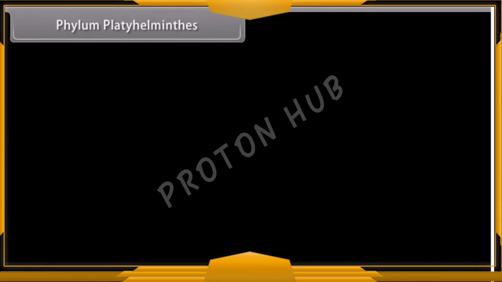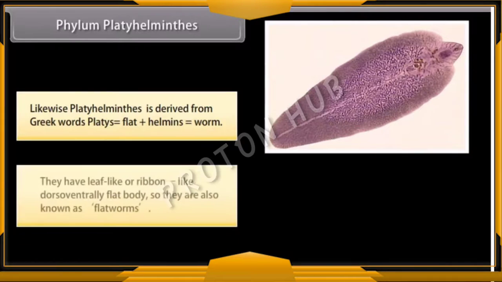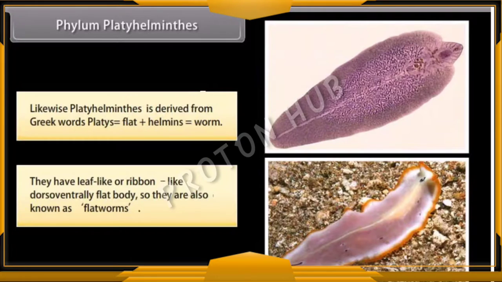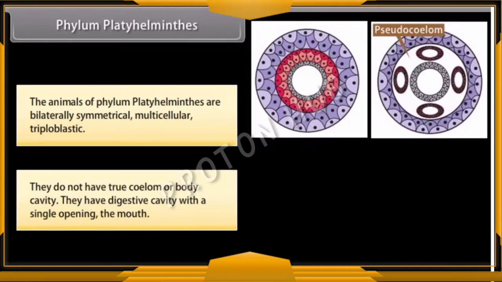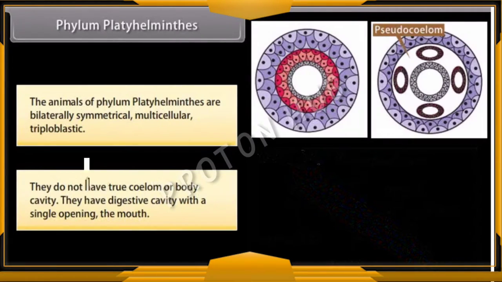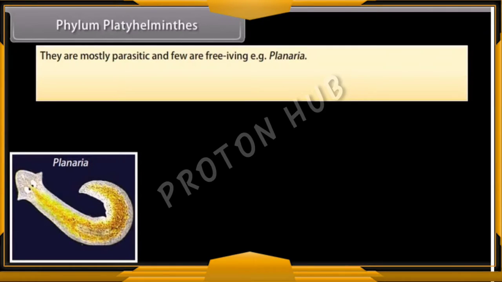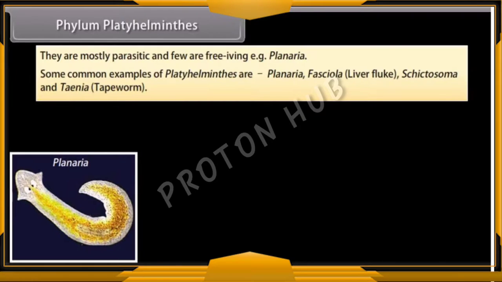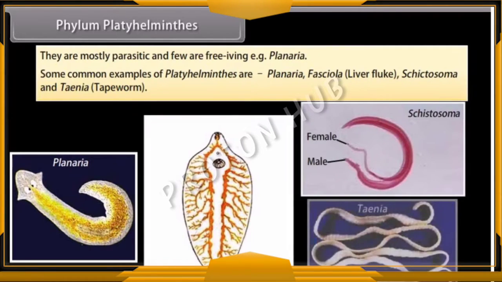Phylum Platyhelminthes. Likewise, Platyhelminthes is derived from Greek words, platys is flat plus helminthes is worm. They have a leaf-like or ribbon-like dorsoventrally flat body, so they are also known as flatworms. The animals of phylum Platyhelminthes are bilaterally symmetrical, multicellular, triploblastic. They do not have a true coelom or body cavity. They have a digestive cavity with a single opening, the mouth. They are mostly parasitic and few are free-living, example, planaria. Some common examples of Platyhelminthes are planaria, Fasciola, liver fluke, Schistosoma, and Taenia, tapeworm.